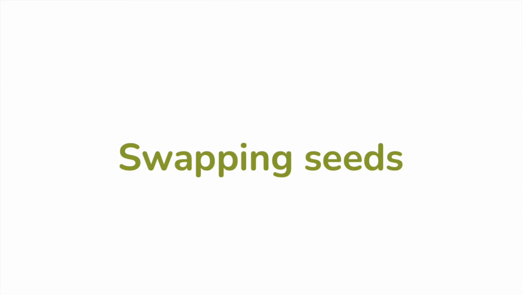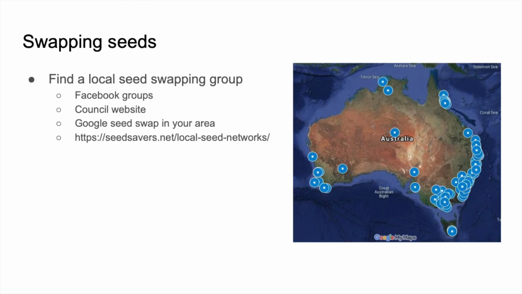Finally, now that you know everything about seed saving, or everything I know, what are you going to do with all those seeds? Well, swapping seeds is one of the best things you can do so that you can share your locally adapted and well-selected varieties with your neighbors and friends, and also gain access to new varieties from them. There are hundreds of swapping groups across Australia. You can find many on Facebook groups, your council website, community gardens near your area, or simply Google seed swapping in your area. Also, the Seed Savers website has a handy map with various local groups, so I recommend using that as well.